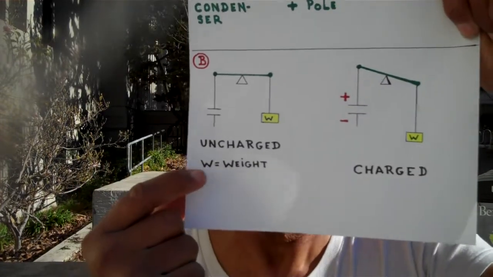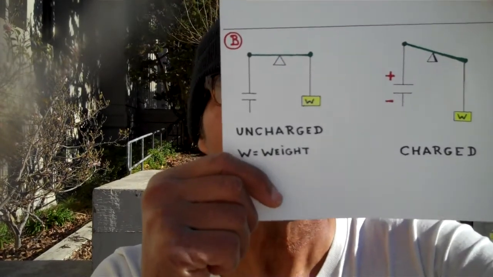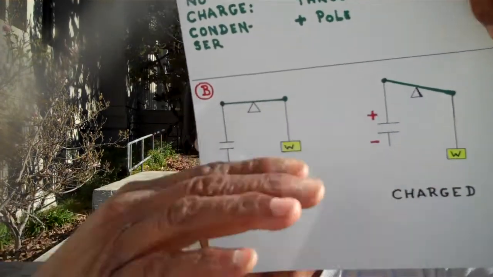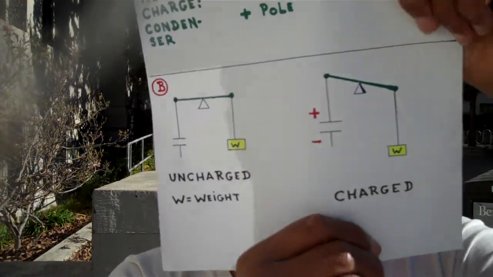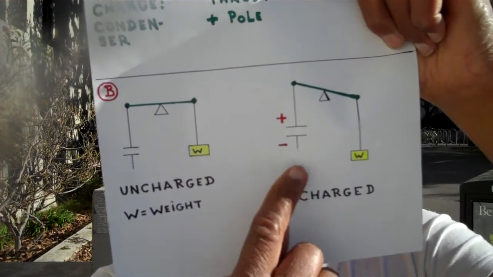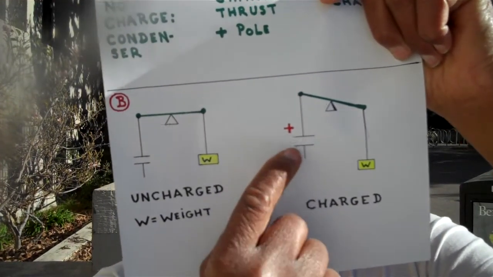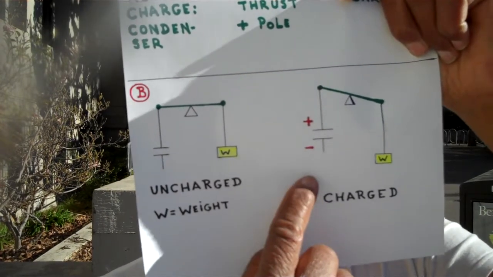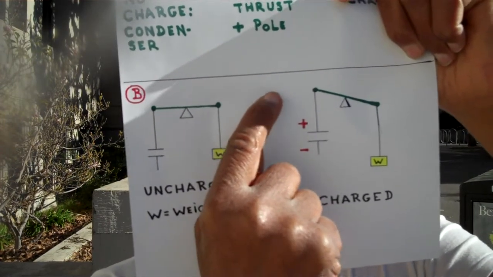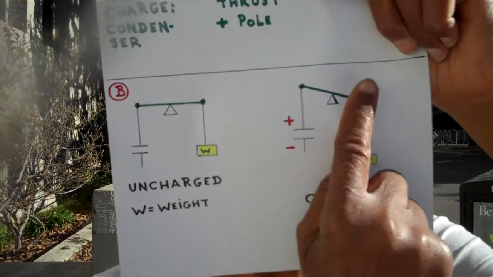When it is uncharged, the W equals weight. When it is uncharged, it is balanced right on this little triangle thing. It is balanced straight across. But when it is charged, and the positive is at the top and the negative is at the bottom, it will swing up. And even though I did not put it on here, when the positive is at the bottom and the negative is on the top, the weight is pulled downward in the direction of the positive charge. The weight goes up.